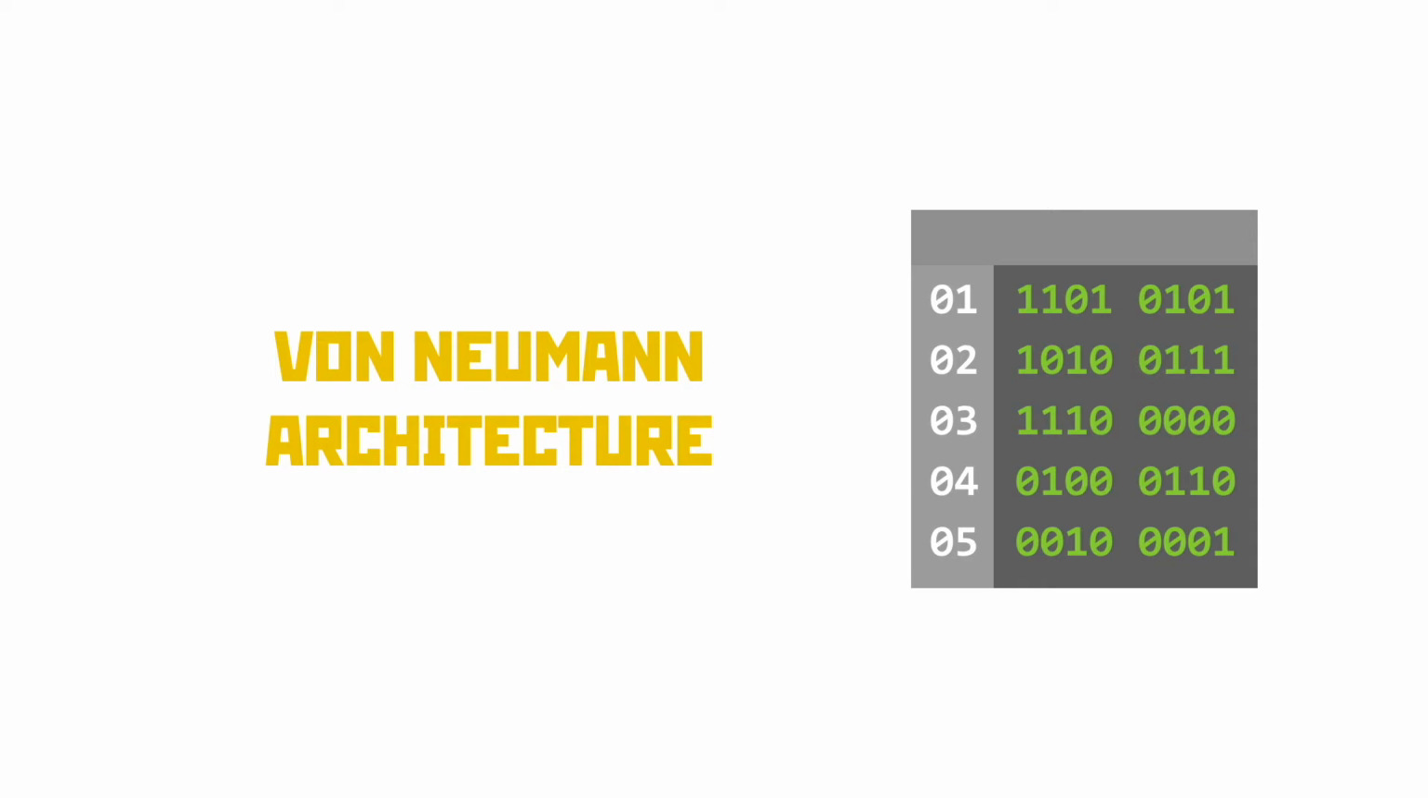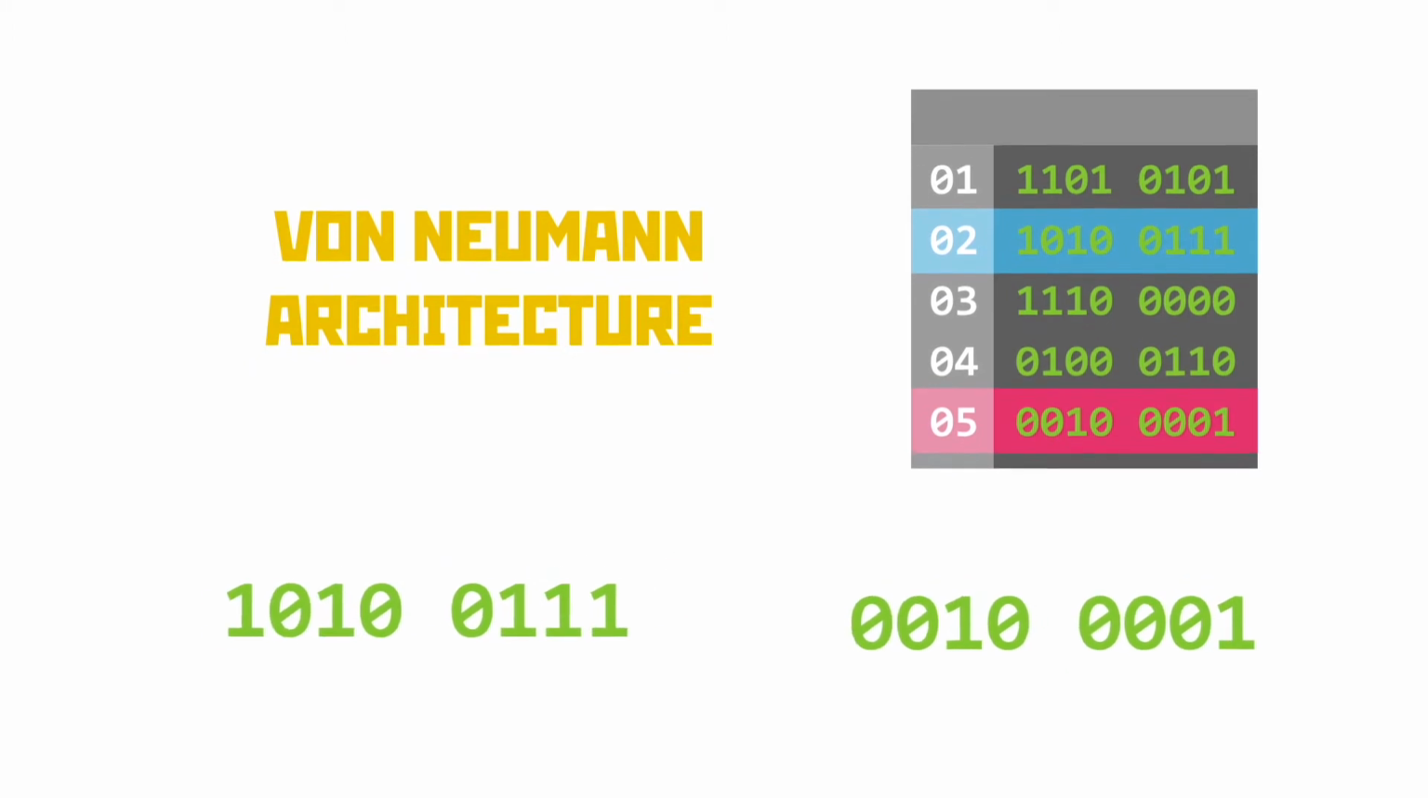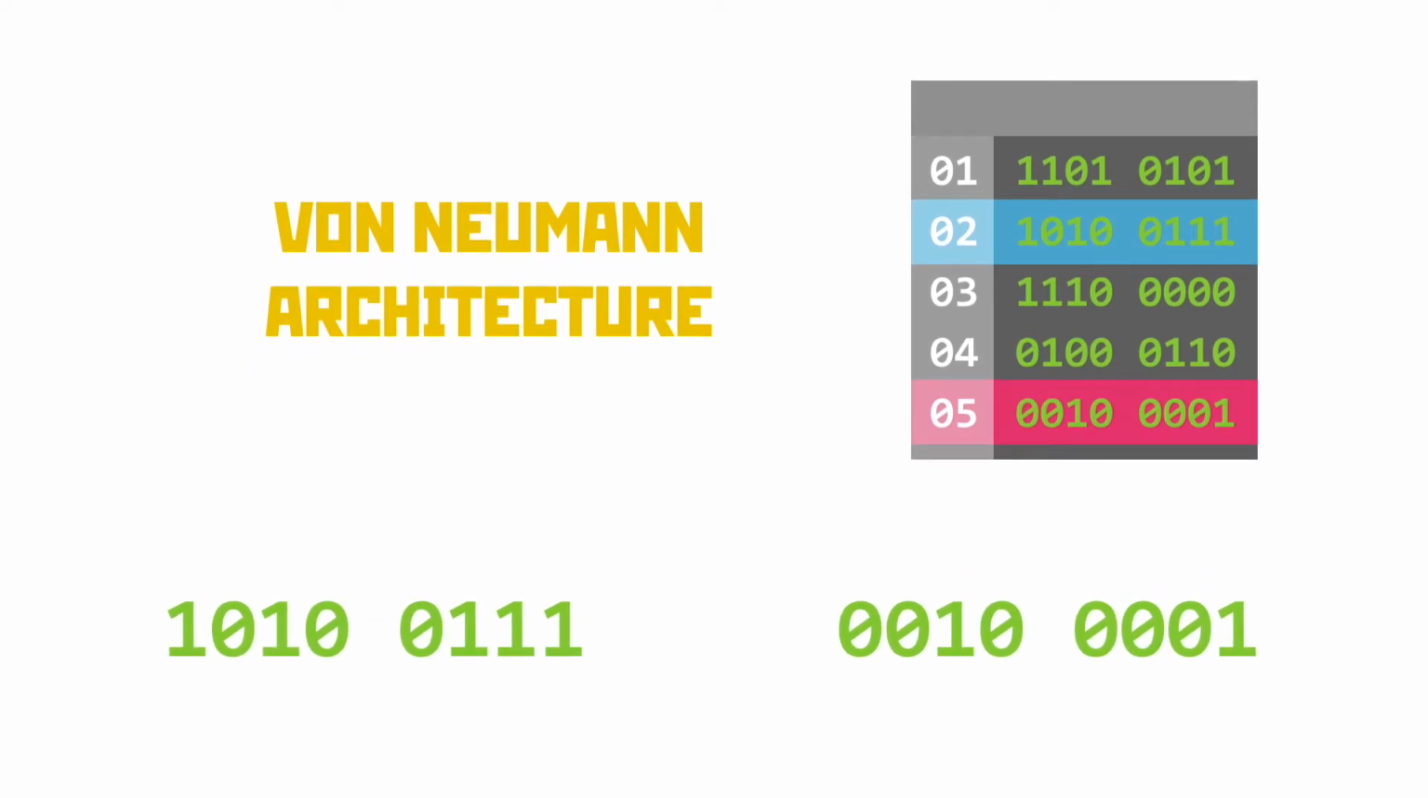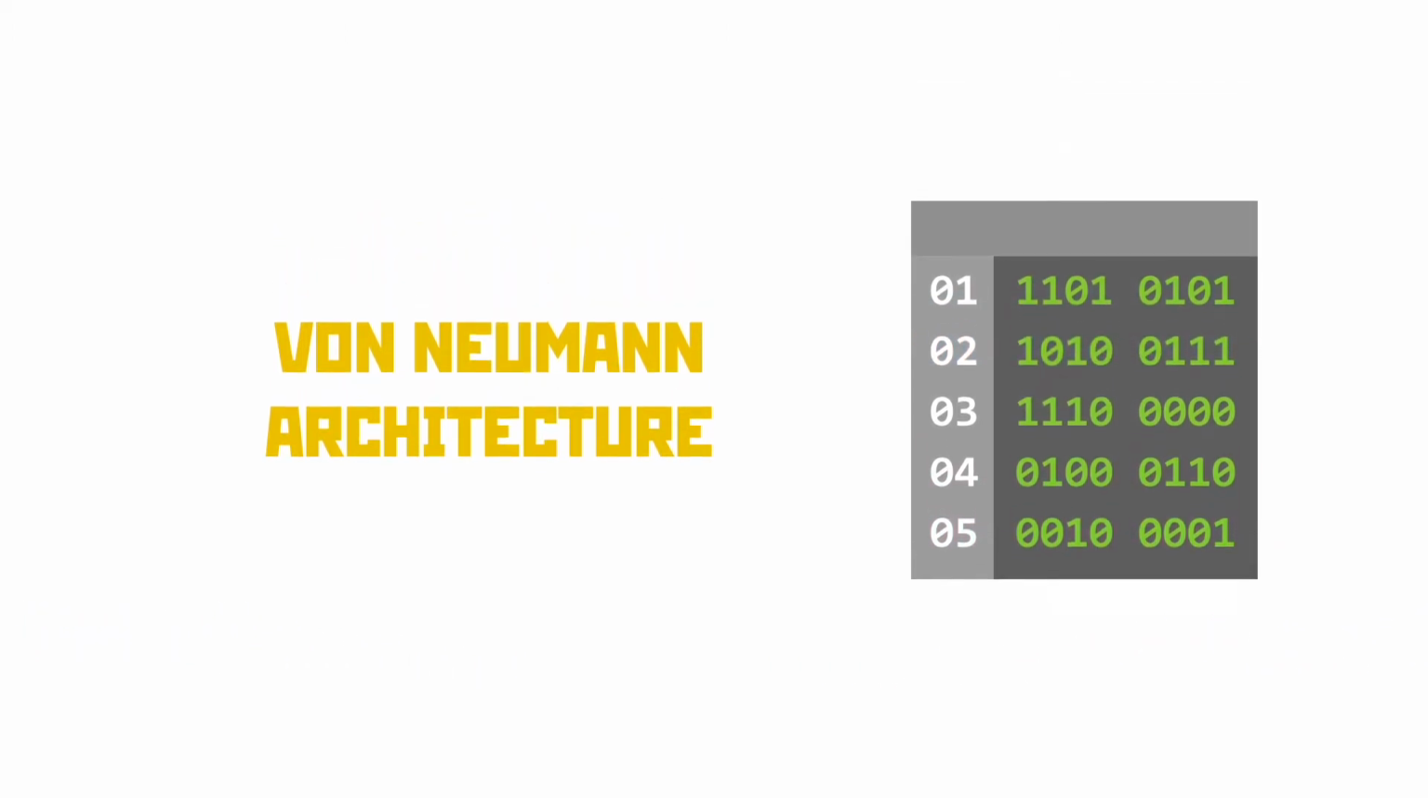One of the neat features of von Neumann is that the instruction and the stored data are in the same format and the same memory space. So line 2 here might be an instruction, and line 5 might be a piece of stored data, but at a glance, they look the same. This means you don't need different devices to store programs and the data from them. They can all be stored and run from the same RAM, CPU, and secondary storage devices.